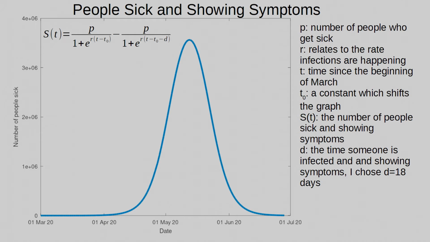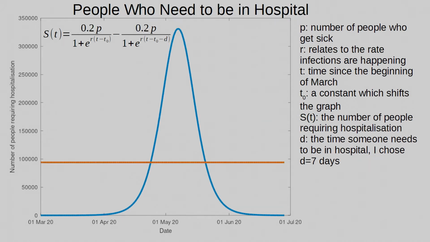If we look at the number of people who will need hospitalization out of those people that get sick, current estimates are about 20% of people who get sick will need to be hospitalized, and I've also assumed that it will not be quite as long a period. So even though the sickness lasts for 18 days, I've assumed you'll only need to be in hospital for 7 days. The horizontal line is the current number of hospital beds in Australia.